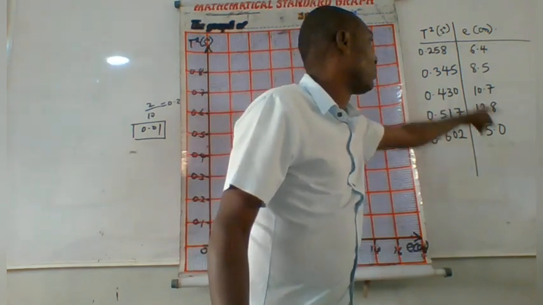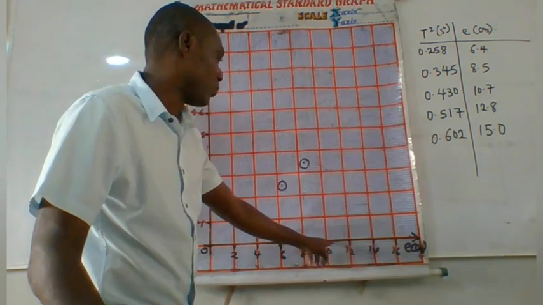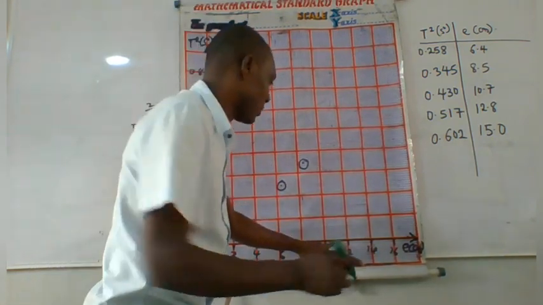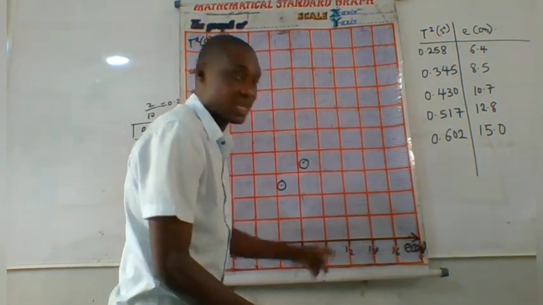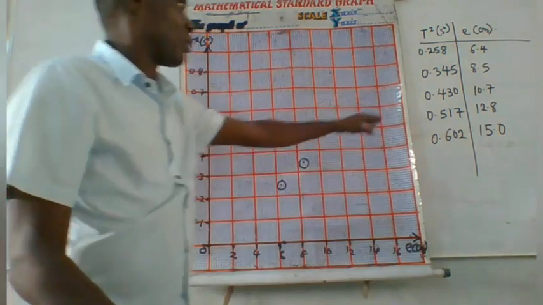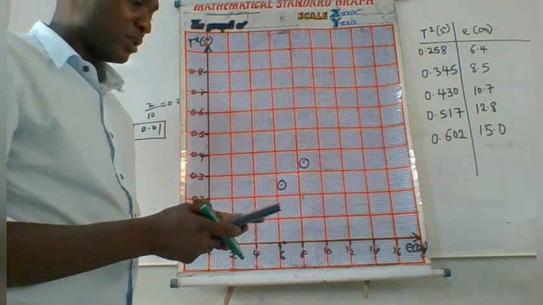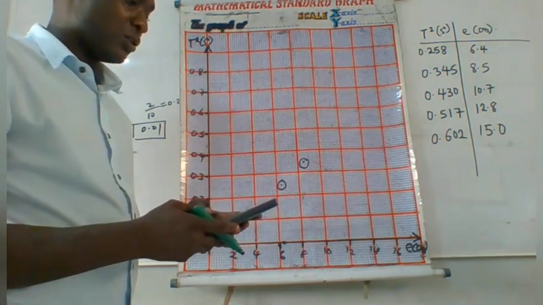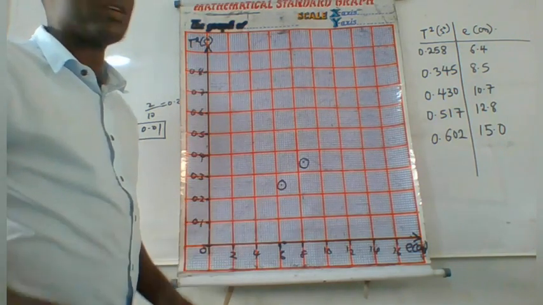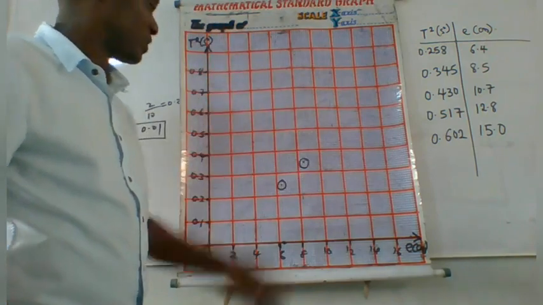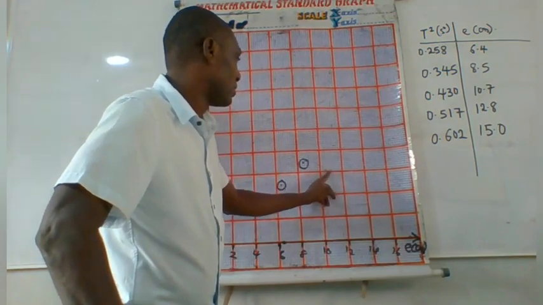10.7 and 0.430. So let's go for 10.7. So this is 10, 10.2, 10.4, 10.6. 10.7 will be between 10.6 and 10.8. Okay, so now let's get this one upward. So I'm going to do 0.430 divided by 0.01. So that gave me 43. So I'm moving 43 places upward from here. You have 10, 20, 30, 40, 41, 42, 43.